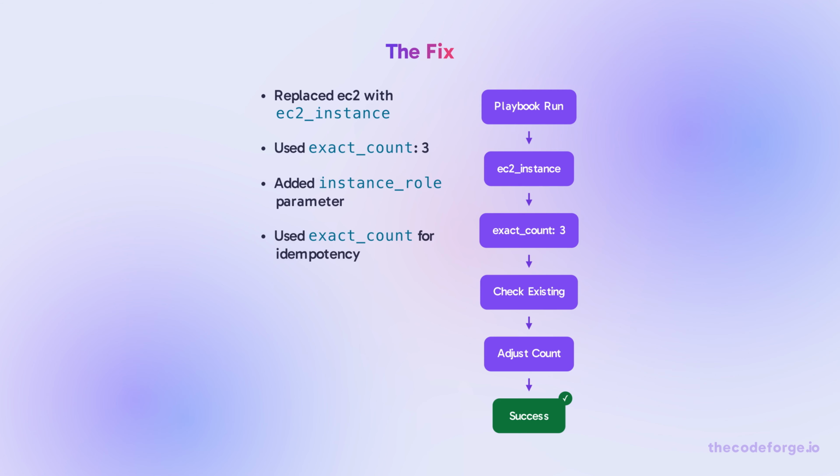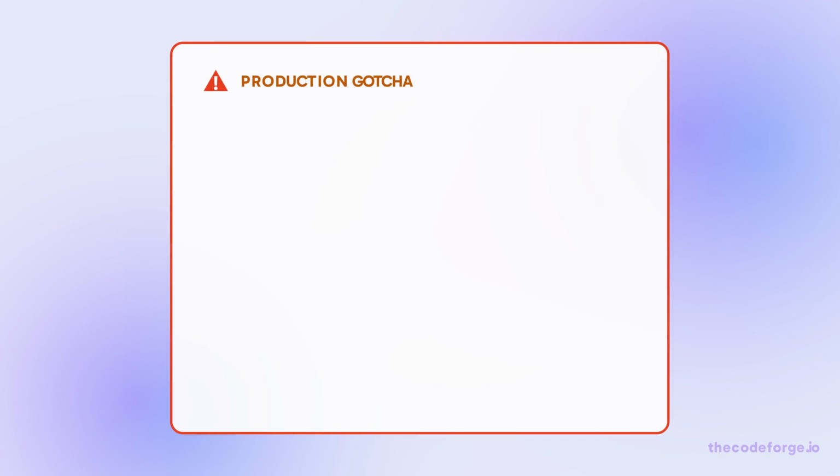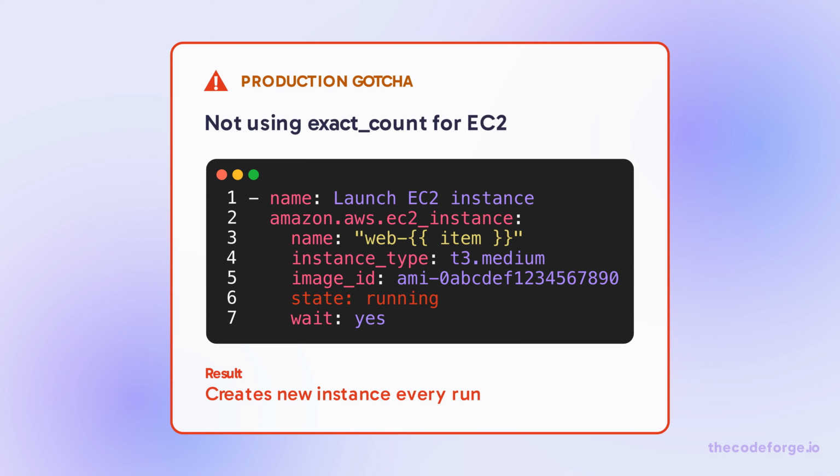The module checks existing instances and only creates or terminates as needed, preventing future drift. The deprecated Elastic Compute Cloud module lacks proper idempotency. It terminated all existing instances and created new ones, causing a 45-minute outage. Always use EC2 instance with exact count. Without exact count, the module creates a new instance every playbook run, leading to cost overruns and drift. Always use exact count with name and tags to ensure idempotency.